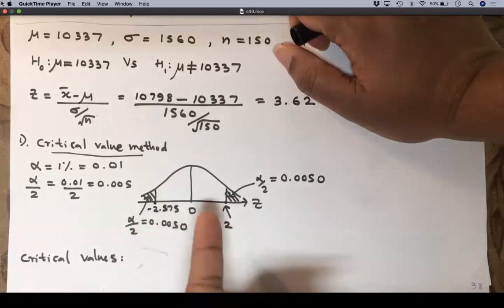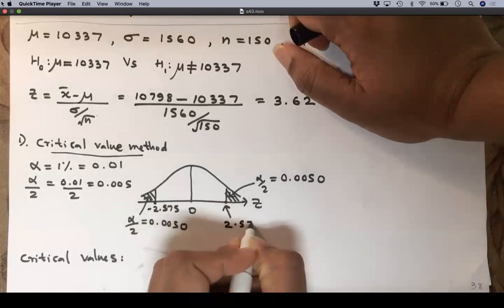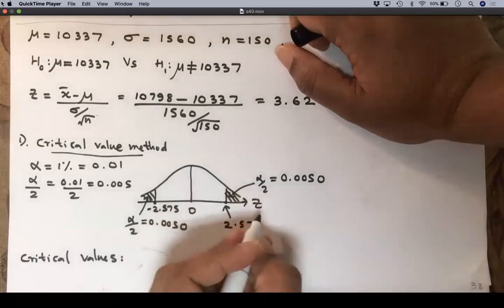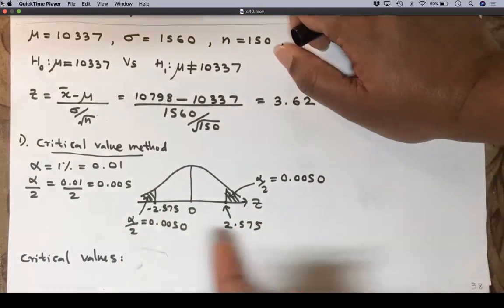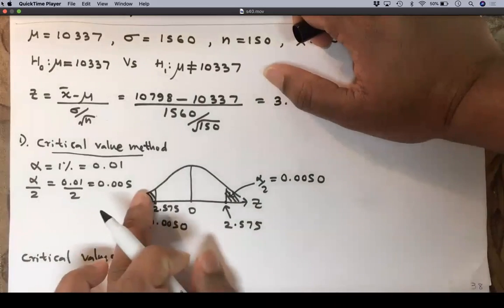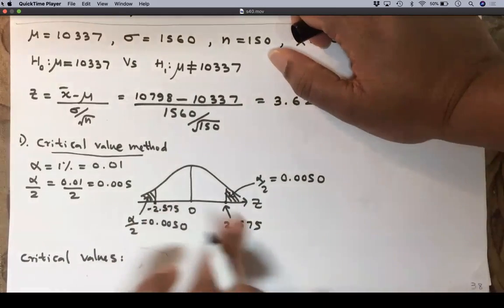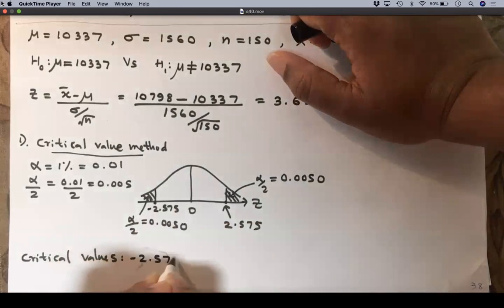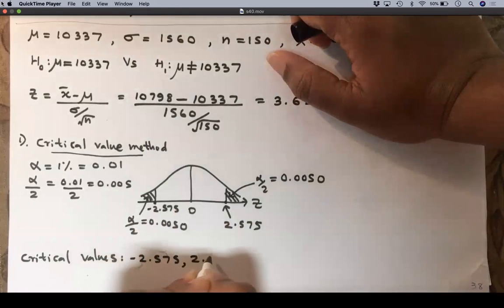If this is negative, then definitely this is positive. Also here, the middle is 0, so the right side will always be positive. Okay, so now we know the critical values. Using these critical regions, we got these two critical values. So I will write it here. One critical value is negative 2.575. The other critical value is positive 2.575.